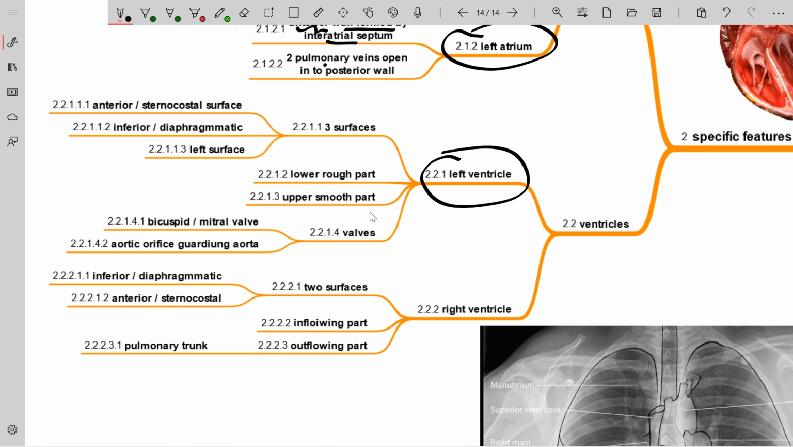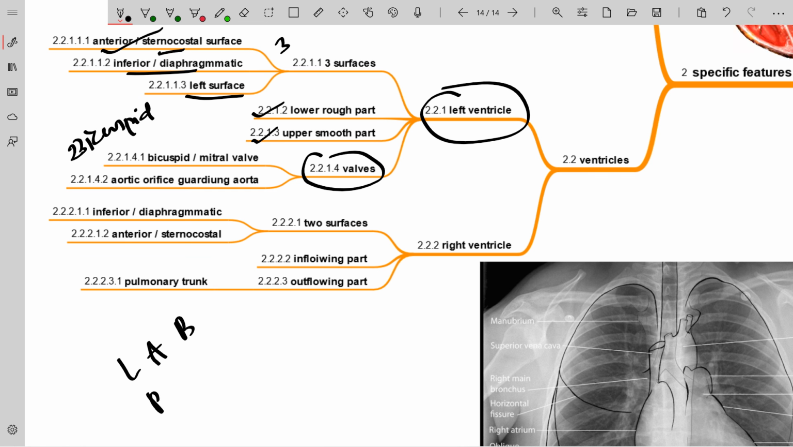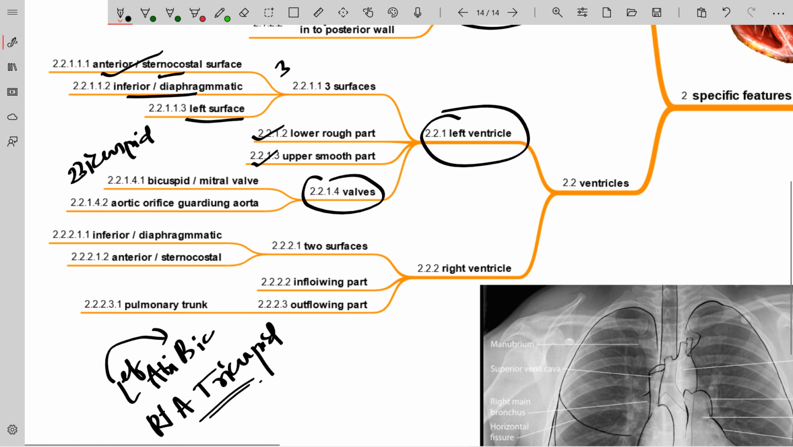Left ventricle has 3 surfaces: anterior sternocostal, inferior diaphragmatic and left surface. It has a smooth upper part and a rough lower part. It has 2 valves, bicuspid and aortic. You can remember as LAB RAT: left atrium bicuspid, right atrium tricuspid, and an aortic orifice guarding aorta.